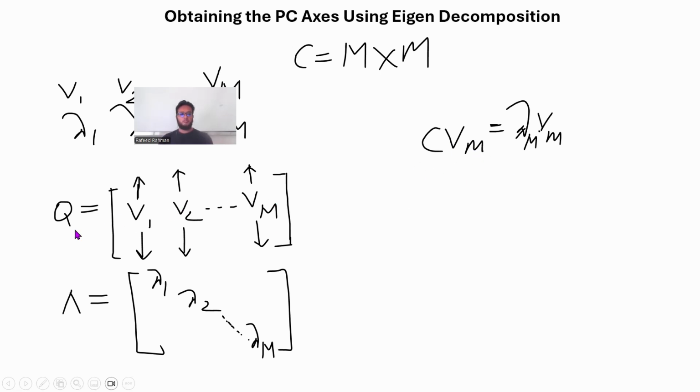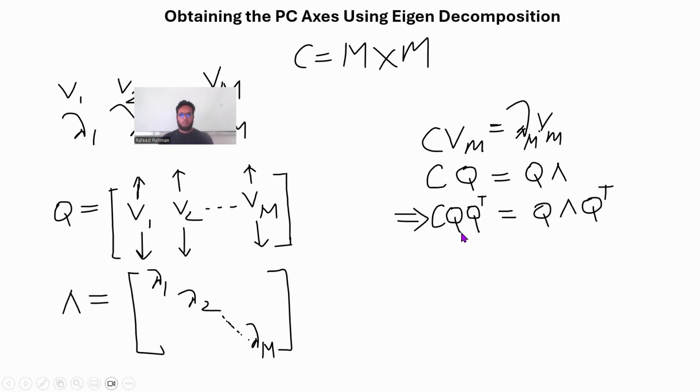So we can replace this by Q, right, because Q has everything. This is what it looks like if we replace this V by Q and this lambda by the lambda matrix itself. So we can multiply by Q transpose on both sides. There is no harm done here. If we do that, understand that you previously saw that Q is an orthogonal matrix. Why? Because these are PC axes, right? And you know that each PC axis is perpendicular to each other because they form a coordinate system.